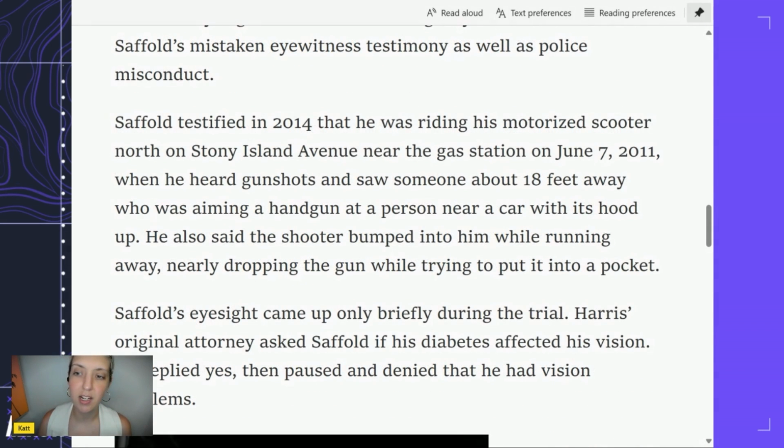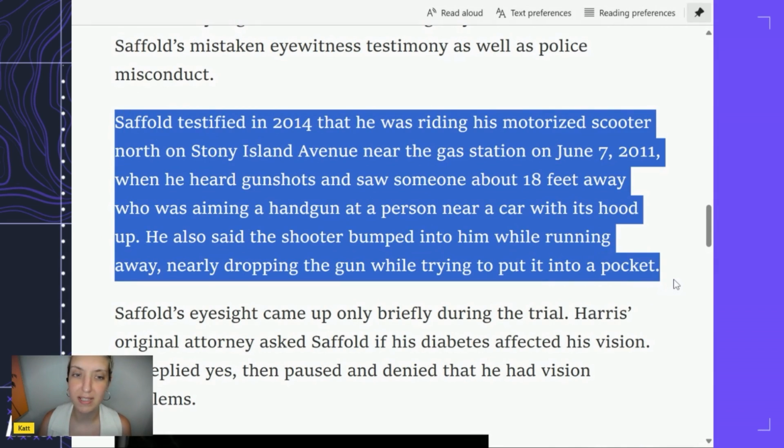So then we get this bit about what Saffold actually testified to. Saffold testified in 2014 that he was riding his motorized scooter north on Stony Island Avenue near the gas station on June 7th, 2011, when he heard gunshots and saw someone about 18 feet away aiming a handgun at a person near a car with its hood up. He also said the shooter bumped into him while running away, nearly dropping the gun while trying to put it into a pocket.